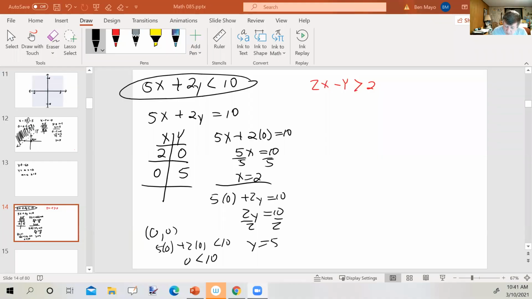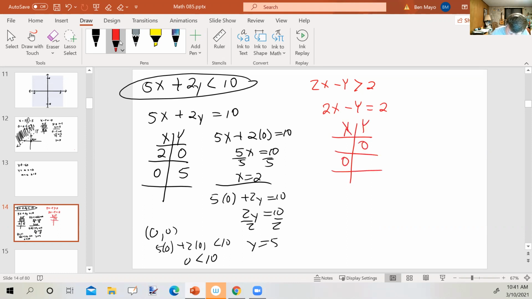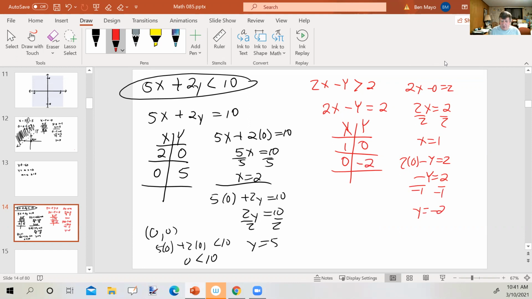Let's take a look at 2x minus y greater than 2. I'm going to consider the equation 2x minus y equals 2. I'm going to look at the x and the y intercepts. If y is 0, I get 2x minus 0 equals 2. 2x equals 2. X equals 1. If x is 0, I get 2 times 0 minus y equals 2. Negative y equals 2. Divide both sides by negative 1, and y equals negative 2. So now I have the 2 points 1, 0, and 0, negative 2.